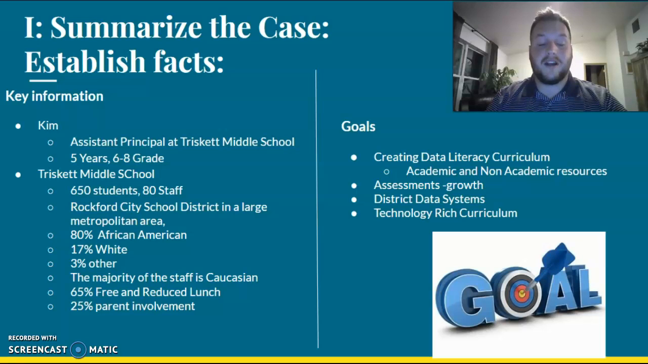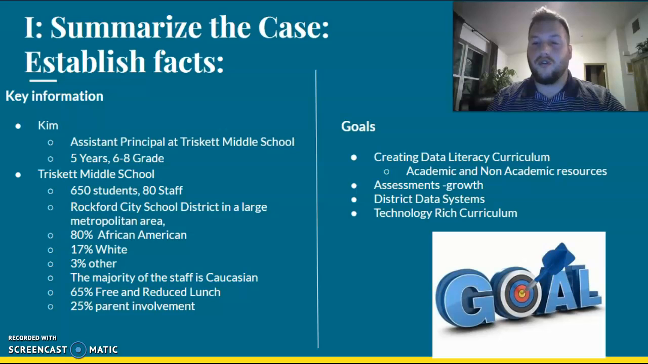Our ethnicity breakdown is 80% African American, 17% white, 3% other. The majority of the staff is noted as Caucasian. 65% of our students are on free and reduced lunch, and we struggle with parent involvement, ranging about 25%. Kind of a broad overview of the school statistically, of what it looks like.